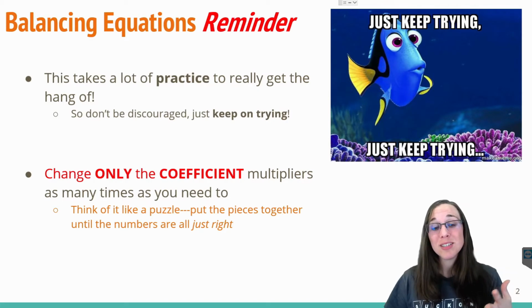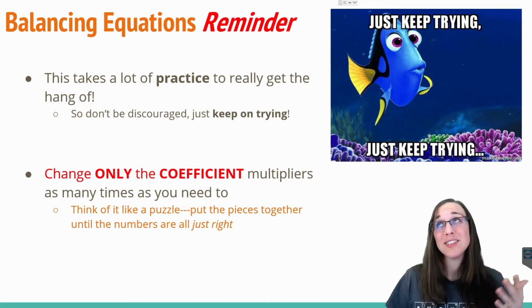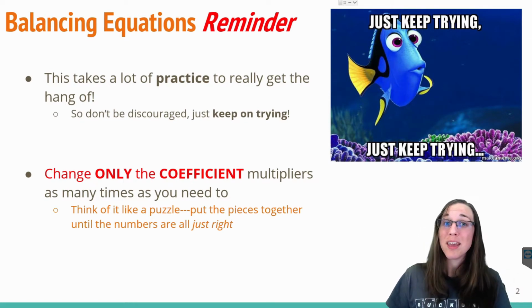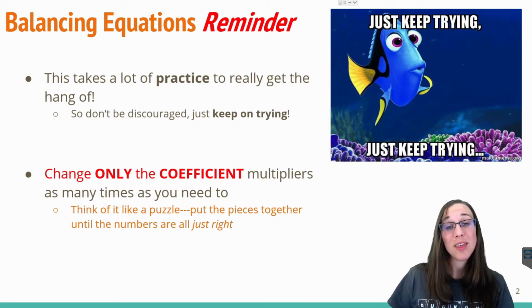Plug and chug those numbers in, plug and chug the coefficient multipliers until you end up balancing all the atoms. The important thing here is bookkeeping and making sure that you're keeping track of all your multiplied new numbers every time you change a coefficient. If you do that successfully, you'll get there eventually.